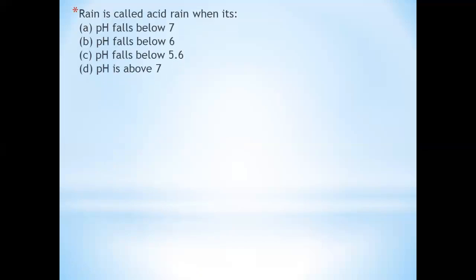Rain is called acid rain when its pH is below 7, pH falls below 6, pH below 5.6, or pH is above 7. Rain is called acid rain when it is below 5.6. C option, when pH is below 5.6.